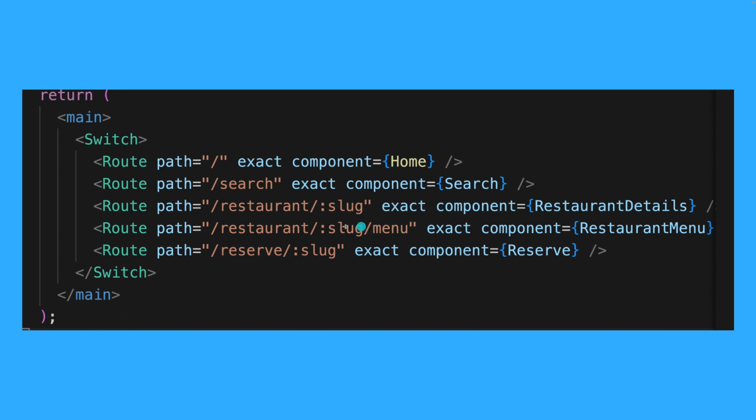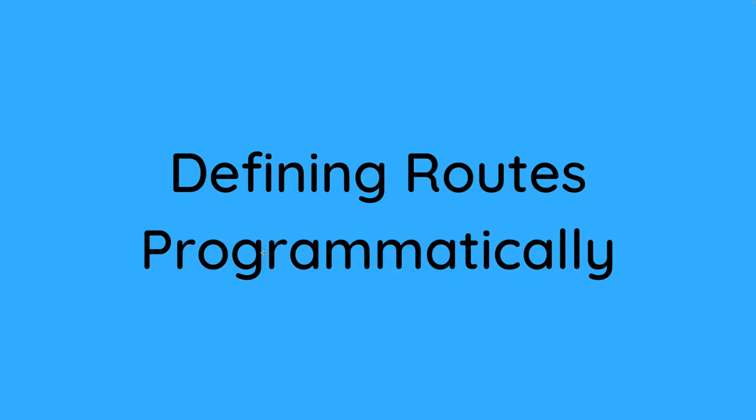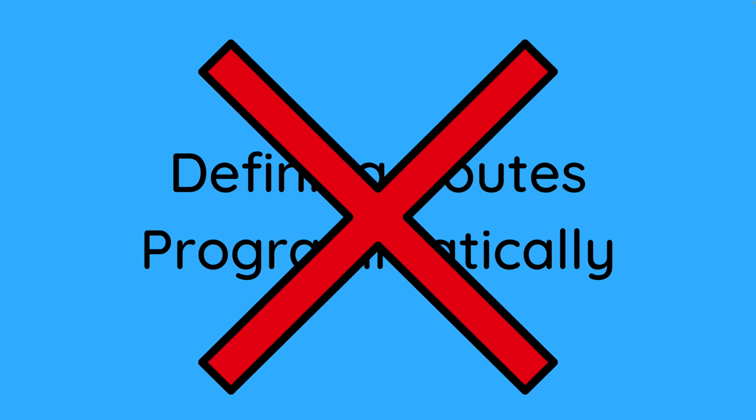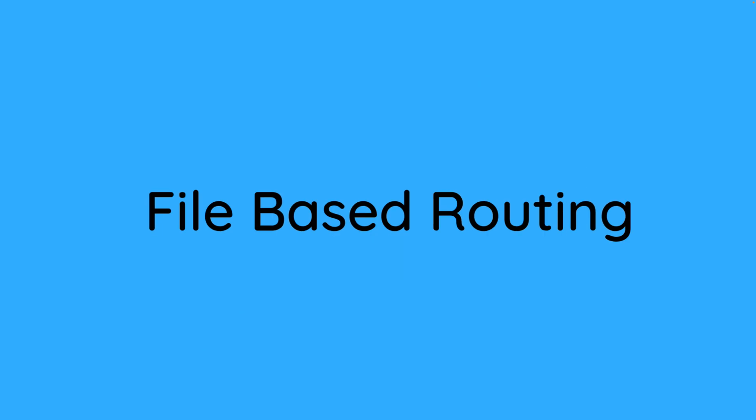And over here, same with the menu as well as the reserve component. We define the path, and then over here, we define the component that we want to render whenever we're on that path. Now, this is known as defining your routes programmatically. Now, in Next.js, this is not how we do things. Instead, with Next.js, we have file-based routing. So let me go ahead and explain what I mean by that.